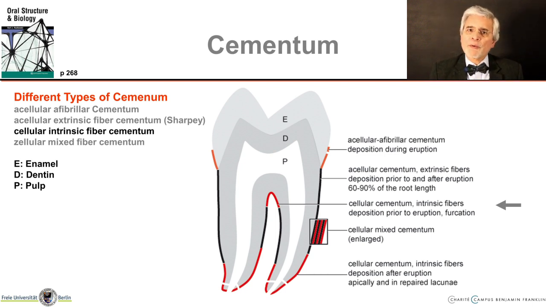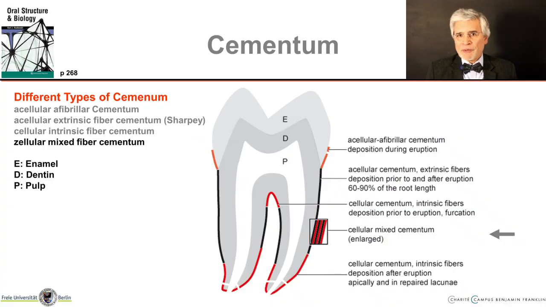We find this type of cementum in the bifurcation region as the first thin cementum layer directly on the fresh dentine surface. Here it is already formed prior to eruption of the tooth. And we also find this cellular intrinsic fiber cementum after eruption at the apex of the tooth, and also in lacunae, which are filled with cementum for repair. Well, maybe it is not always quite that schematic, but we want to create just a bit of a system and sort of an overview somehow.